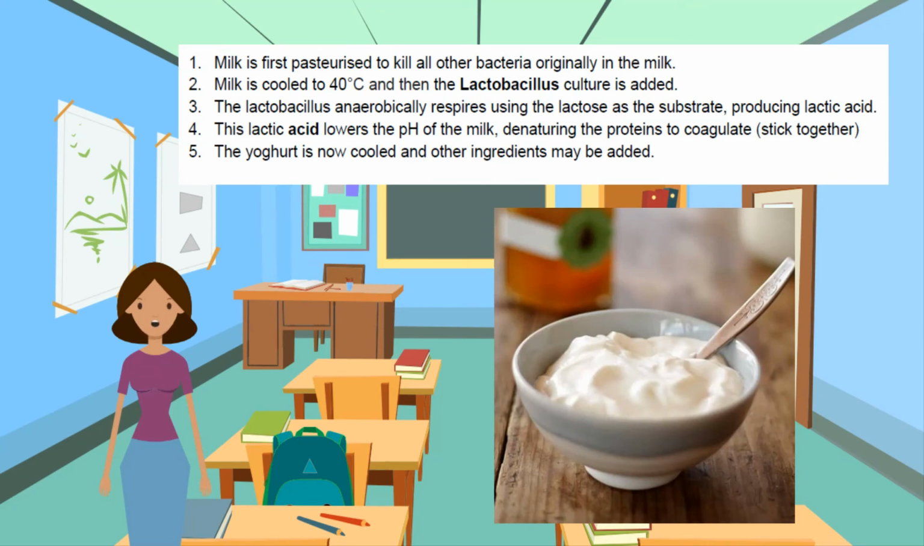Thirdly, the lactobacillus anaerobically respires using the lactose as the substrate, producing lactic acid. Fourthly, this lactic acid lowers the pH of the milk, denaturing the proteins to coagulate or stick together. Lastly, the yogurt is now cooled and other ingredients may be added.